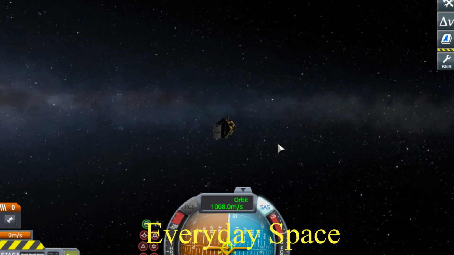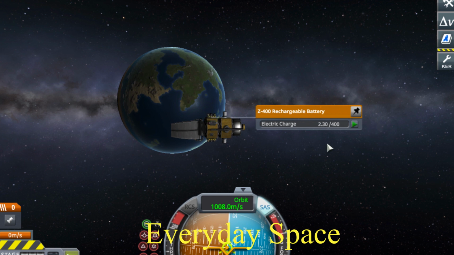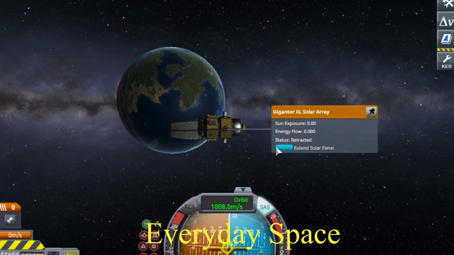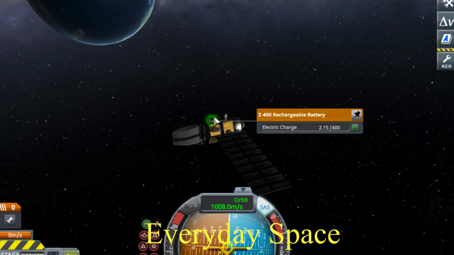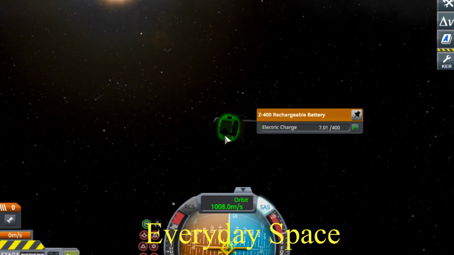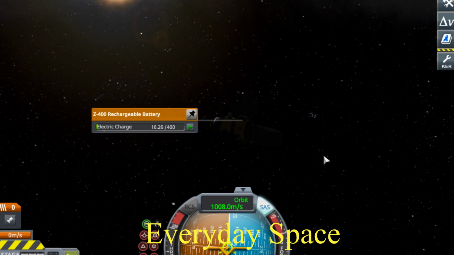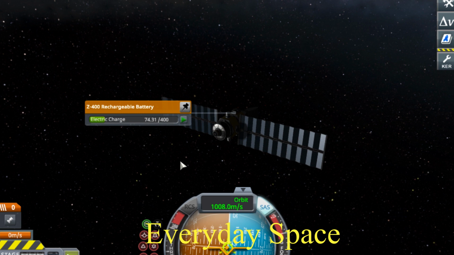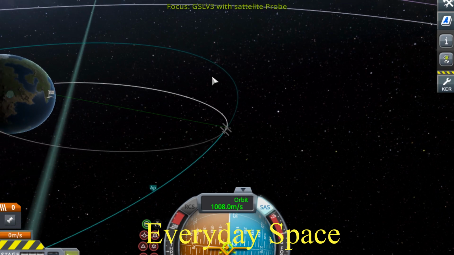Now officially, this satellite is close to geostationary orbit. As you can see, the batteries have almost run out of electric charge, so we have to recharge them. This is why I am deploying the 2 solar panels on this satellite. You can see the battery slowly charging up as the solar panels provide energy. So I've deployed both the solar panels, and the 2 batteries are slowly recharging now.